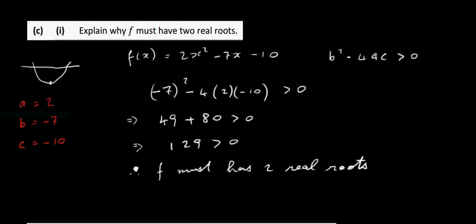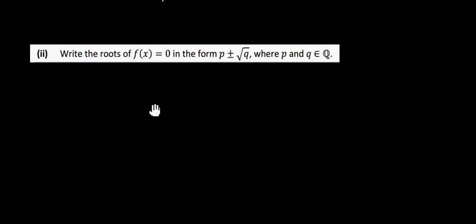Okay, so that's part C1. Part C2 then is, write the roots of f of x equal to 0 in this format here, where p and q are rational numbers again. Okay, so let's just write it out. The easiest way to do this, I think, there's a couple of ways of doing it, but we can look at maybe the completed square format. It might be easier, so I'll do it that way. So our completed square format was 2 times x minus 7 over 4 squared minus 129 over 8. We want to let that equal 0 and solve it to find our two roots here.